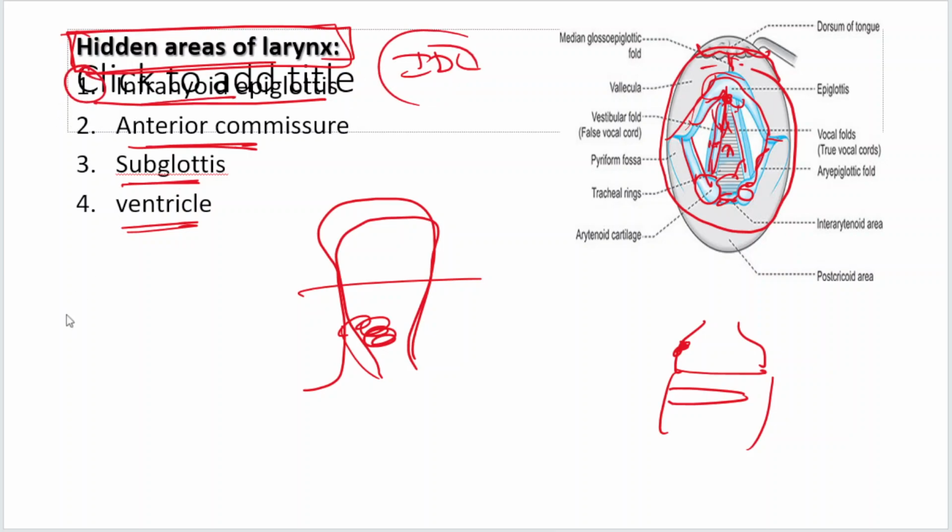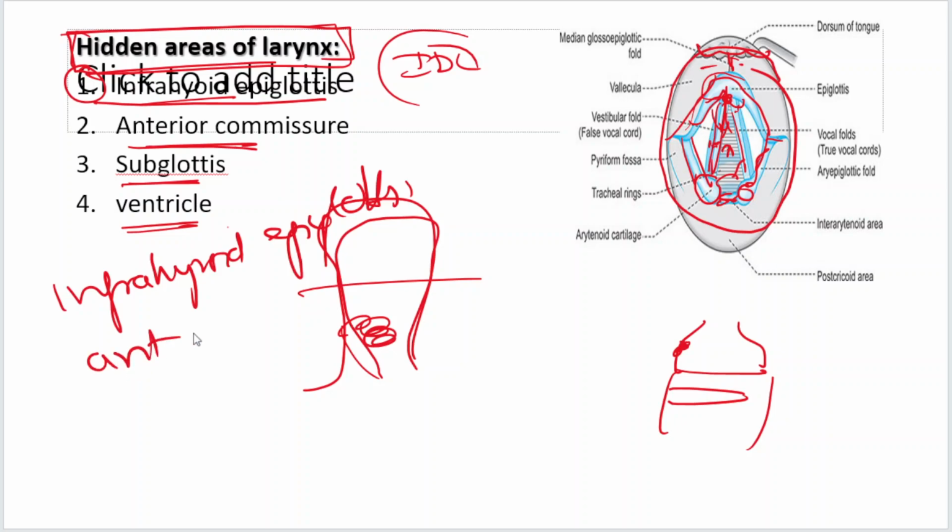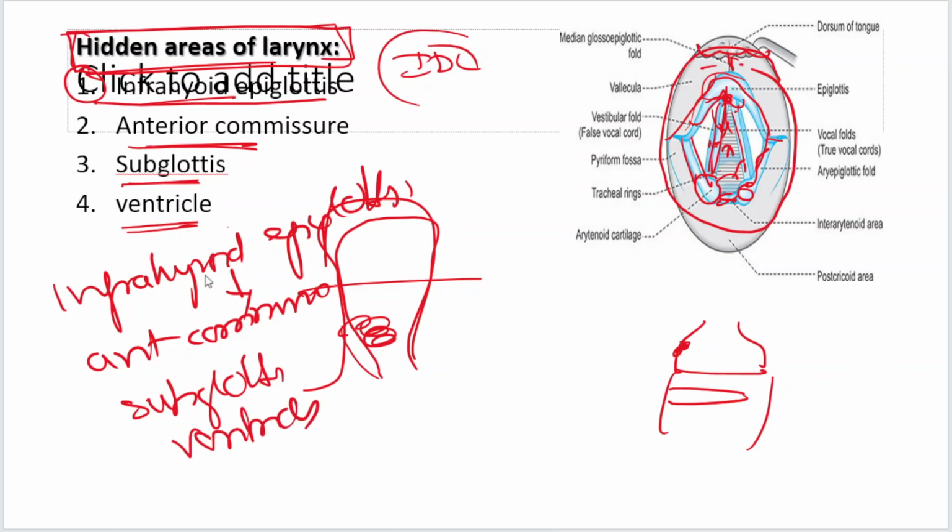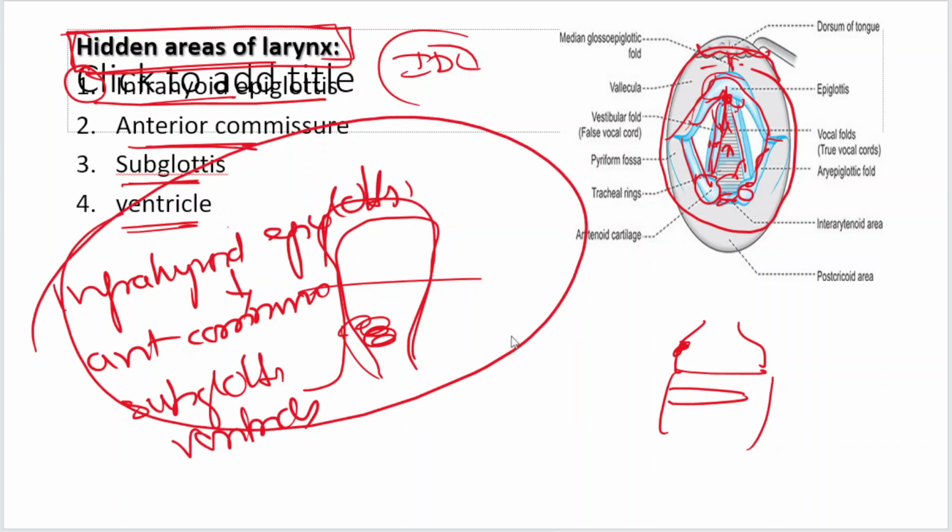One is infrahyoid epiglottis, you cannot see. So these are the hidden areas. Next one is anterior commissure, which comes after the infrahyoid epiglottis. Then you cannot see the subglottis. Then you cannot see the ventricle. So these are the 4 areas that you cannot see on indirect laryngoscopy, which you can see on direct laryngoscopy.